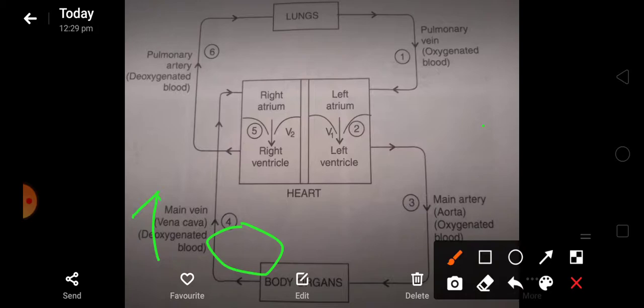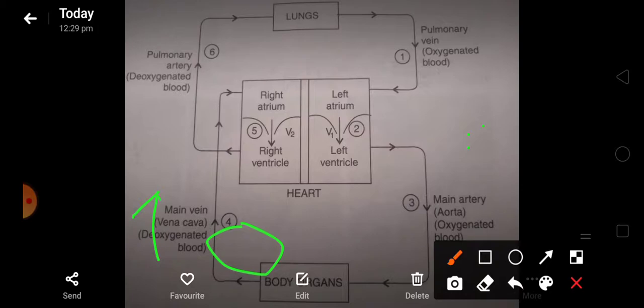V2. And when the right ventricle contracts, the deoxygenated blood is pumped into the lungs through the pulmonary artery. In the lungs, deoxygenated blood releases its carbon dioxide and absorbs fresh oxygen from the air. So the blood becomes oxygenated again. This oxygenated blood is again sent to the left atrium of the heart by the pulmonary vein for circulation in the body.